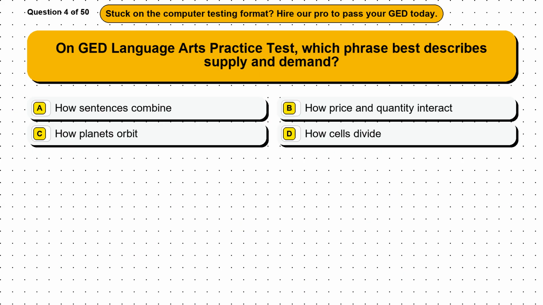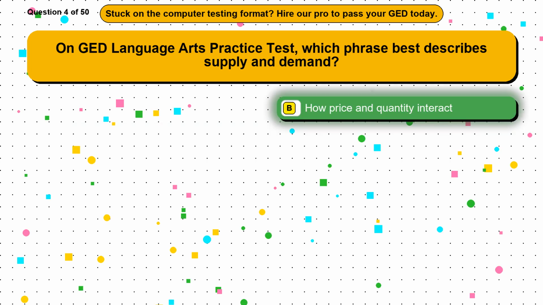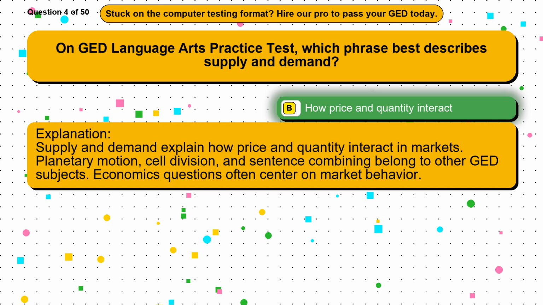Question 4. On GED Language Arts Practice Test, which phrase best describes supply and demand? Option A. How sentences combine. Option B. How price and quantity interact. Option C. How planets orbit. Option D. How cells divide. The correct answer is option B. How price and quantity interact. Supply and demand explain how price and quantity interact in markets. Planetary motion, cell division, and sentence combining belong to other GED subjects. Economics questions often center on market behavior.